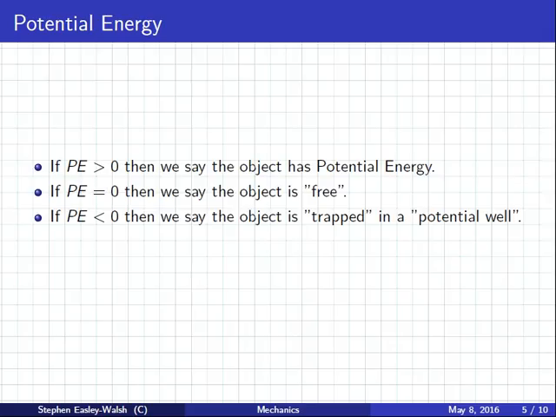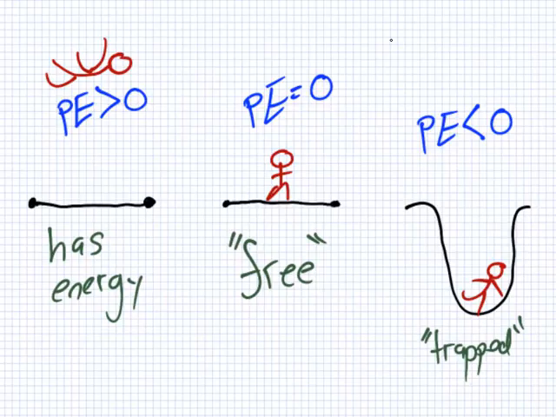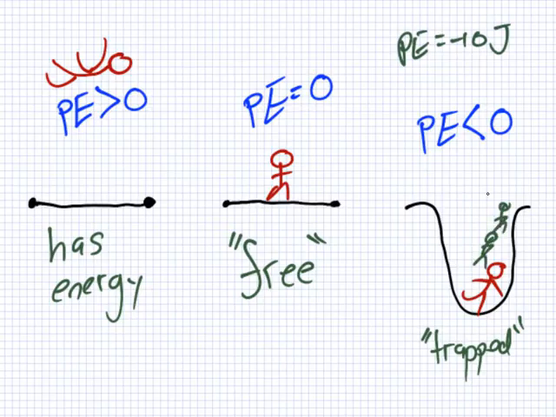It's just a negative value. So, for example, in my picture, if here the potential energy was equal to minus 10 joules, then that means 10 joules would need to be given to the man to be free. He would need work of 10 joules to get out, to be free.